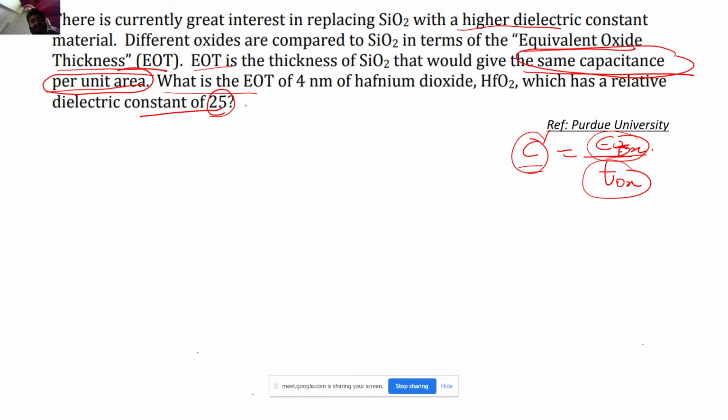See, they are just asking us if we replace this material, hafnium oxide is there, right? So what is T of HfO2? This is a thickness, right? So this is 4 nanometer. So simply they are asking, if we replace this material with SiO2, then what will be the thickness over here? How should I approach this question? This is the last question for today.